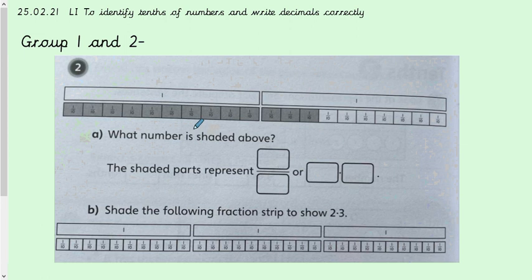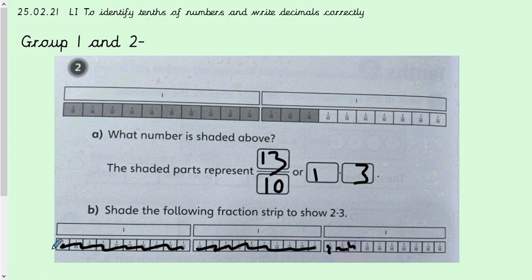Group 2 then, and 1, sorry. We managed to do this. What number is shaded above? The shaded parts represent 1, 2, 3, 4, 5, so that's 10, and then to 13. 13 tenths, or 1.3. And then this one, shade the following fraction strip to show 2.3. So you would have shaded in 2 holes, and then 1, 2, 3 tenths.